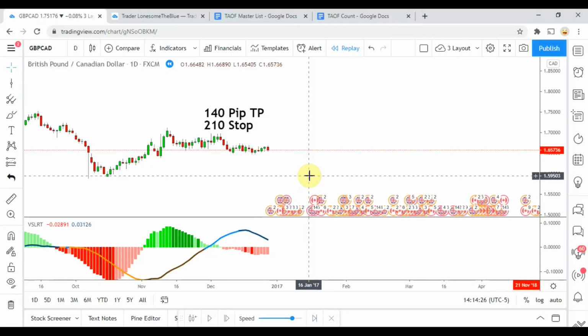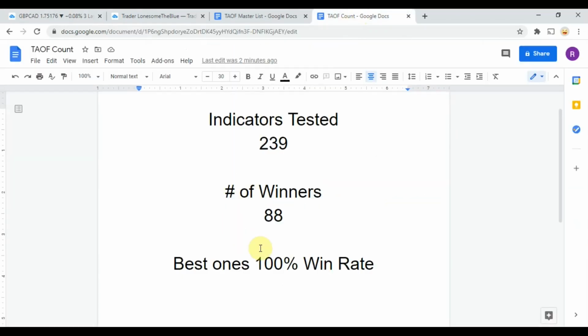Alright, as I said, today we will be testing the volume supported linear regression trend indicator. But before we do, I wanted to put the indicator scoreboard up for everyone to see. So to date, we have tested 239 indicators, and out of those 239 indicators, 88 of them have been winners, which means that they have met or exceeded the 60% win-loss ratio threshold that we have set for them. The best ones so far were able to achieve a 100% win rate.